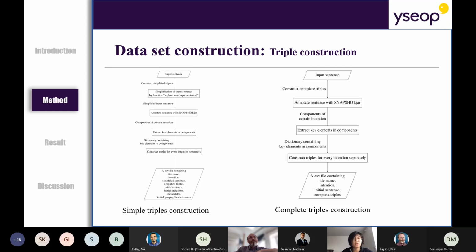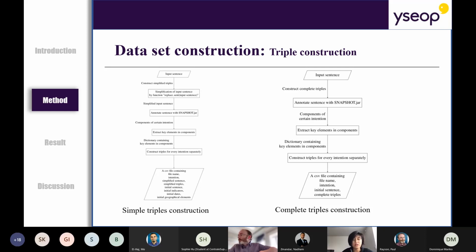Now we talk about the triple construction. Our triple constructor receives a sentence and annotates it with the help of the sentence annotator, then extracts the key elements inside and connects them with predefined predicates to create triples. We have noticed that the T5 model can only process triples with limited length. That is to say, when triples are too long or too complex, the model cannot generate a complete or correct sentence.